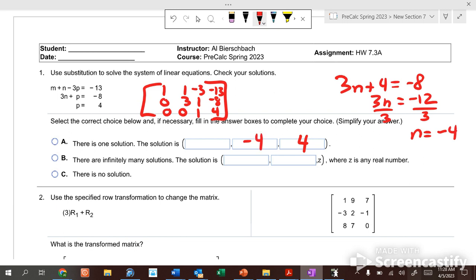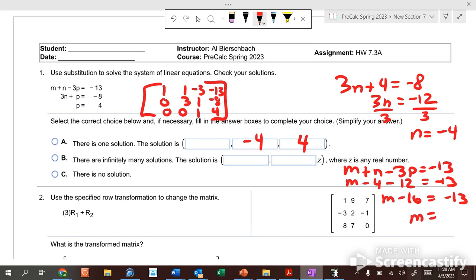So if I plug those into my first equation, x plus y minus 3 equals negative 13. Or, well, that's not x and y. It's m's and n's and p's. m plus n minus 3p equals negative 13. So if I plug my negative 4 and my 4 in, m minus 4 minus 12 equals negative 13. So m minus 16 equals negative 13. If I add 16, m equals 3. That is my solution.